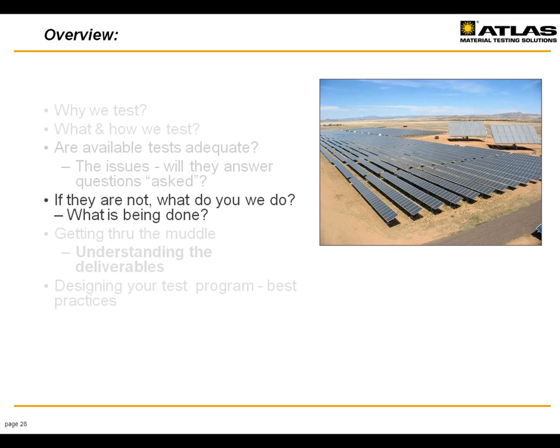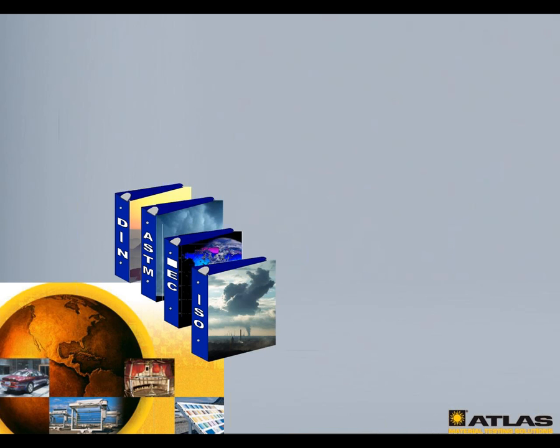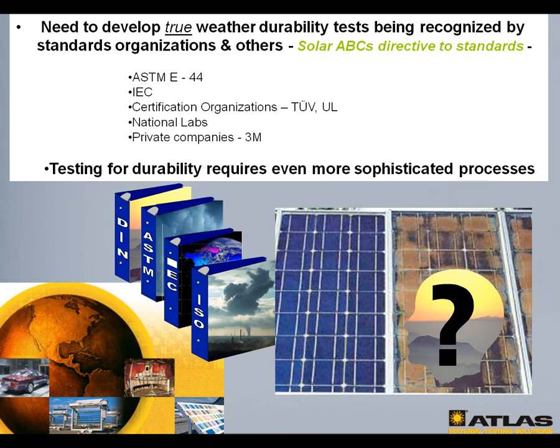And this Solar ABCs, by the way, stands for Solar America Board for Codes and Standards. It's a DOE initiative to assist with expediting the commercialization of PV modules. And they have seen the lack of long-term durability standards as a barrier to the hasty commercialization. So they've got together and said, let's acknowledge this deficiency and let's set forth to address it.